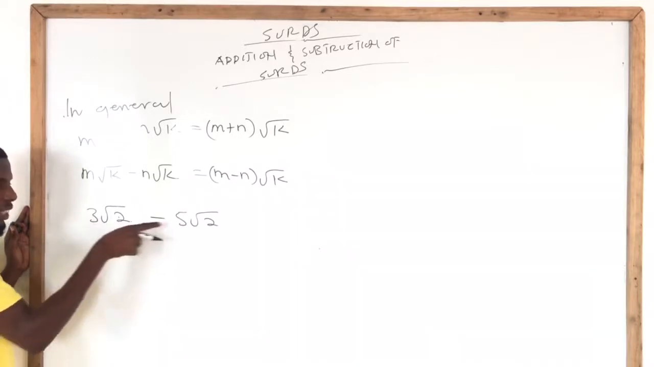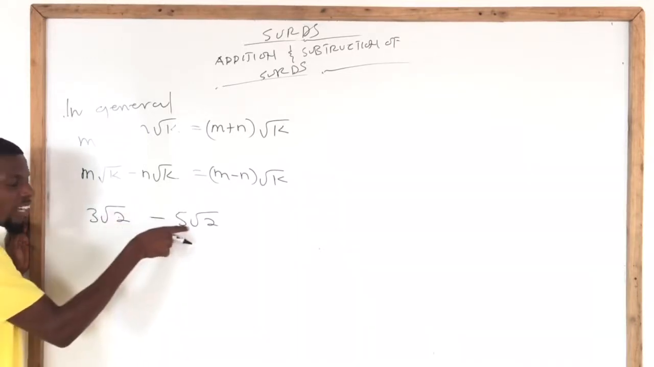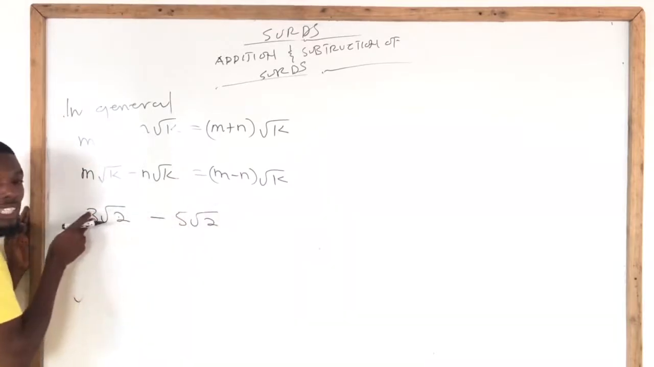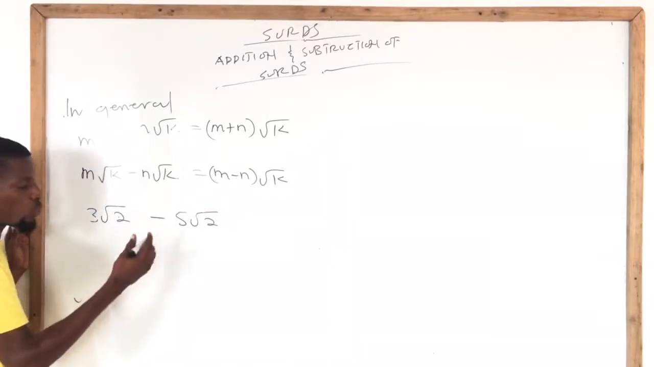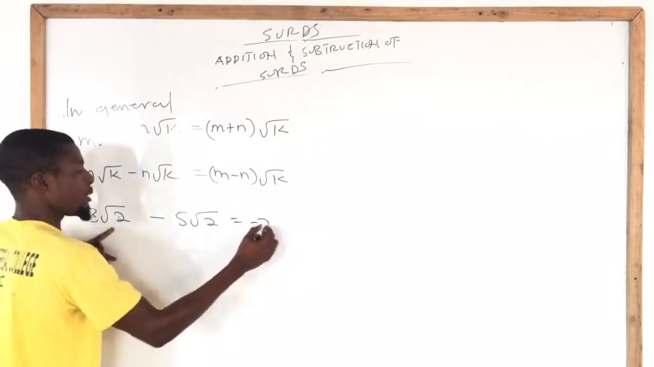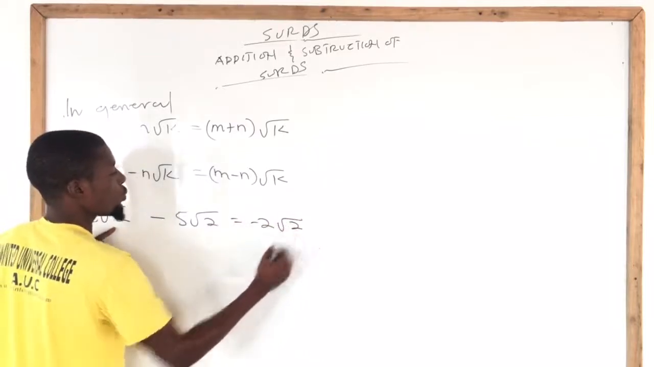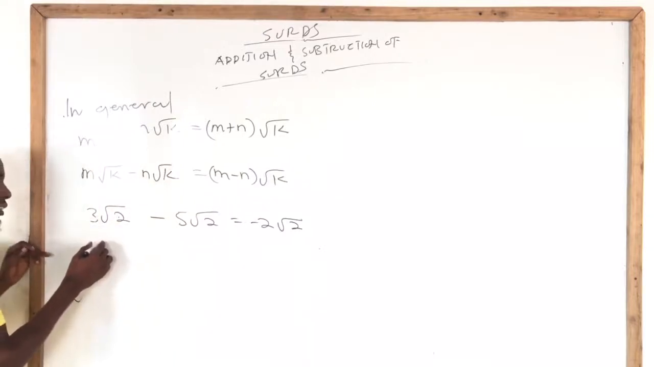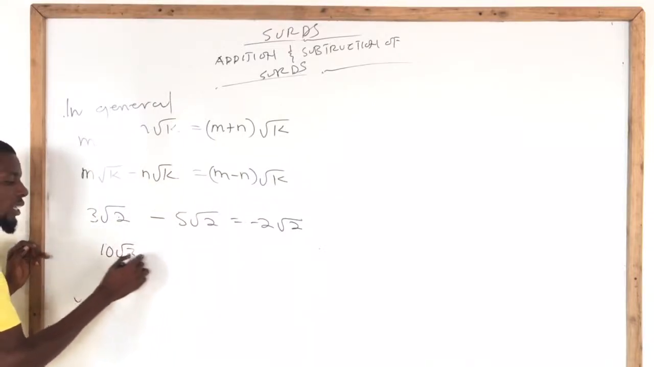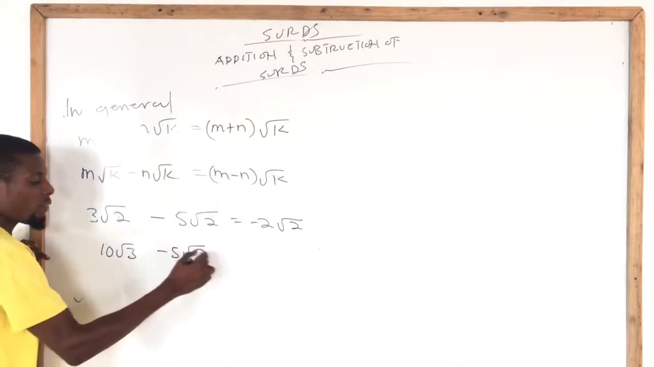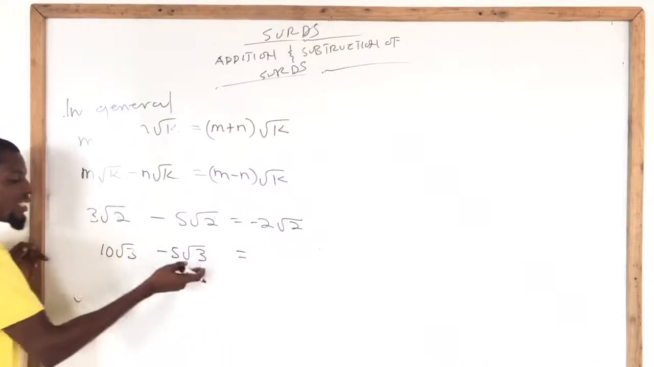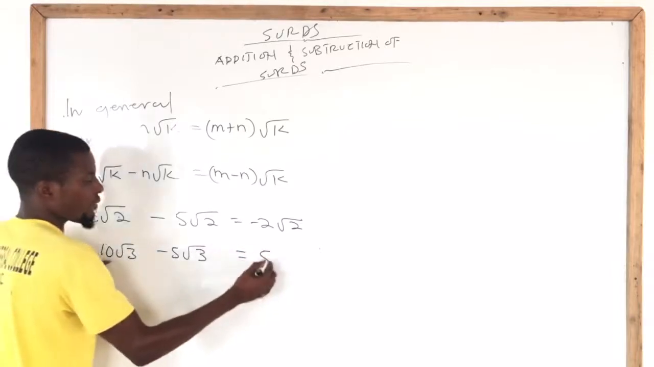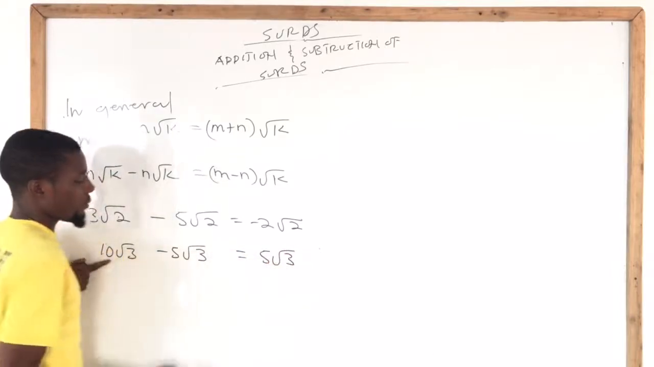So this one is the same as 3 minus 5. Since they have the same root, forget the root and then perform the operation on the numbers. 3 minus 5 is what? Minus 2. So the final answer for this one is minus 2 root 2. Okay? Now, if I have something like 10 root 3 minus 5 root 3, since they have the same root, this one is 10 minus 5, so this one becomes 5 root 3.